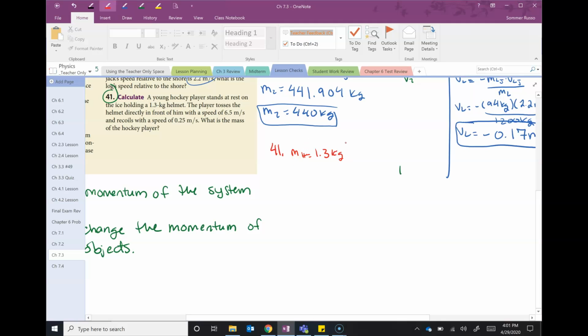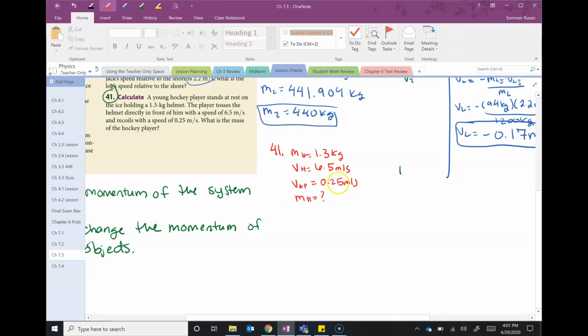The player tosses the helmet directly in front of him, so velocity of helmet is equal to 6.5 meters per second. And he recoils with a speed of 0.25 meters per second. Recoil means he's going to move backwards in the opposite direction. So the velocity of the hockey player is equal to 0.25 meters per second. We want to know the mass of the hockey player.